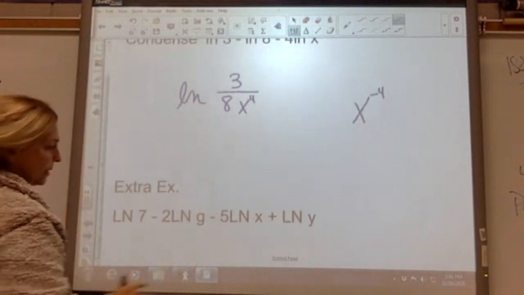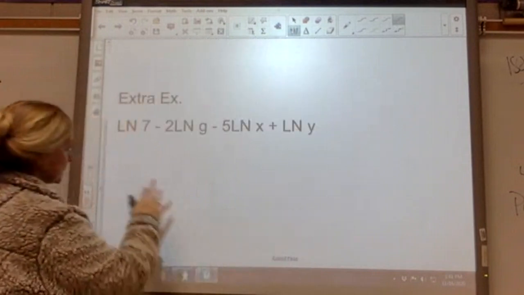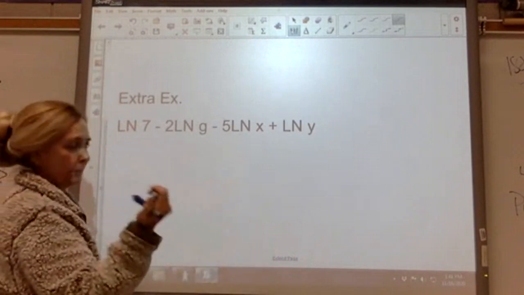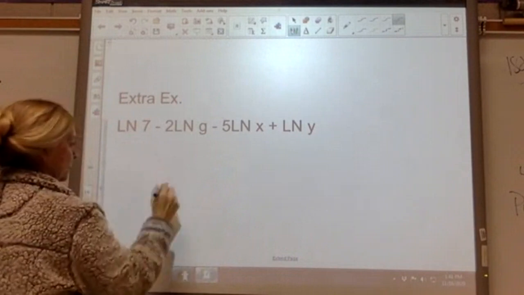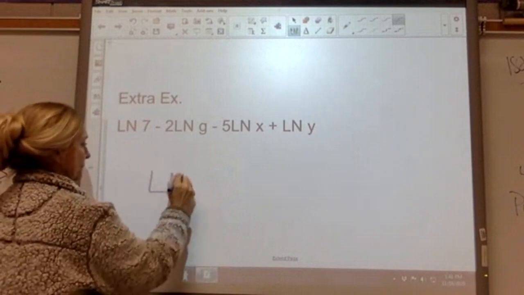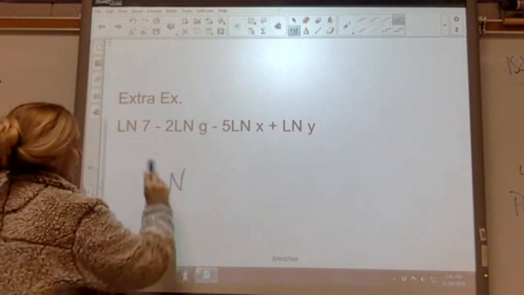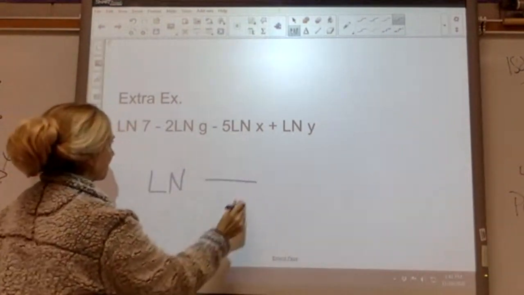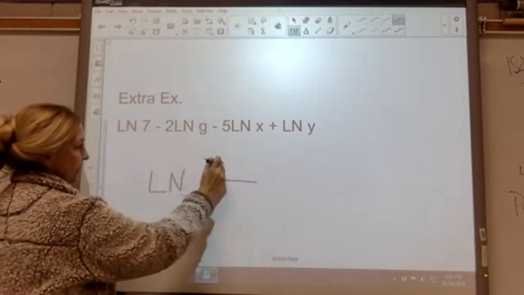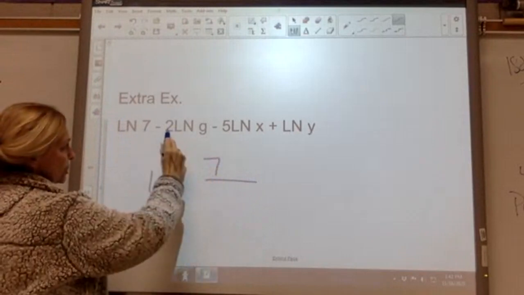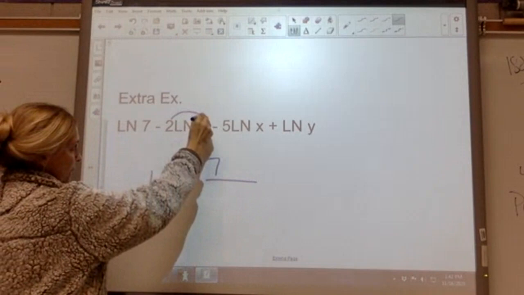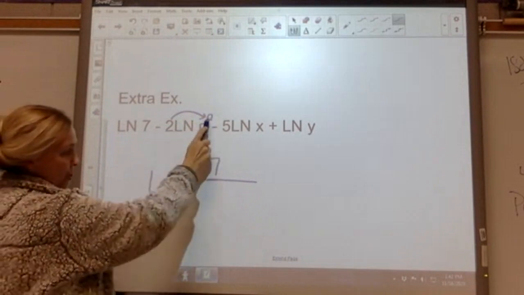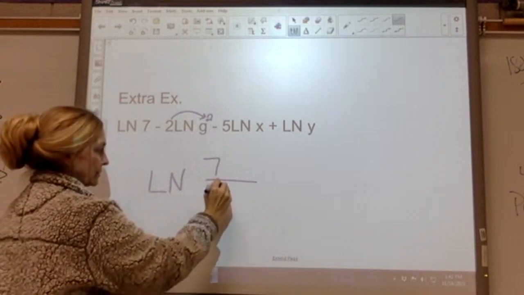Now, I added this extra example down here because when we try stuff like this, usually some people get mixed up. So I use capital this time, so I'll print this. I have positives and I have negatives, so I have a fraction. The 7 is positive, so it goes on the top. This 2 moves and becomes the exponent of the g. But this is a negative, which means g squared goes in my denominator.